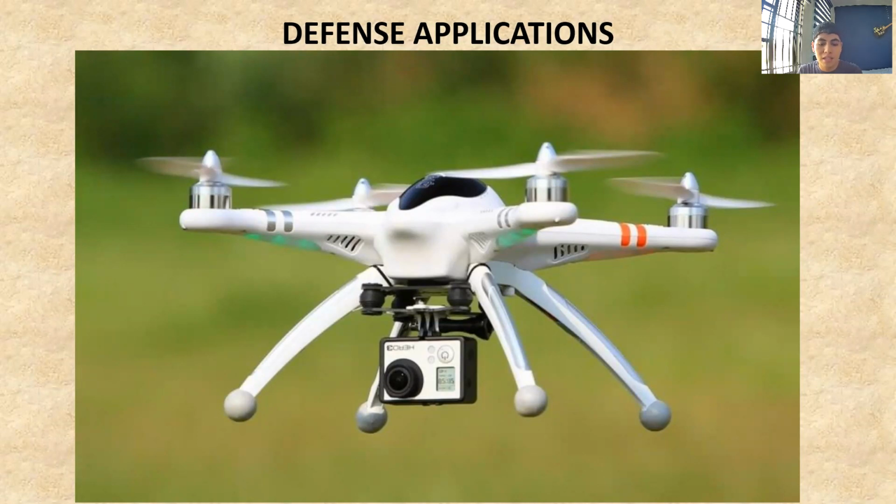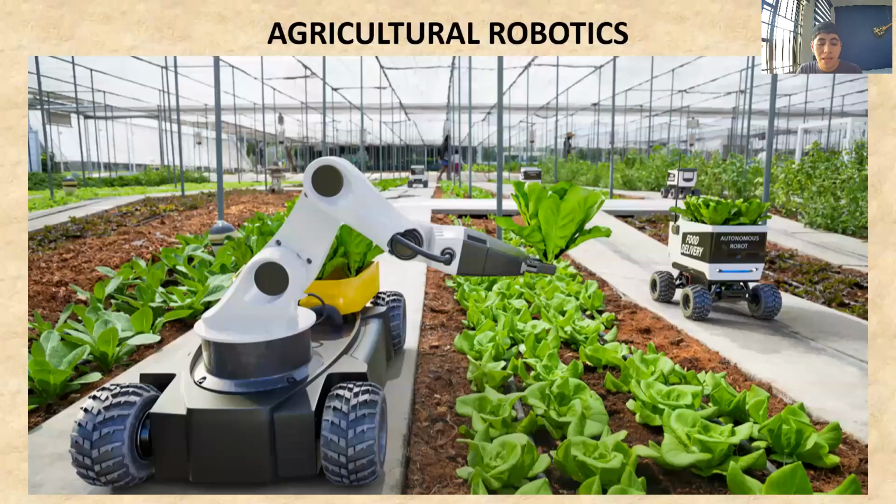But in the defense applications, you can use different drones, program several drones to track a person that is, for example, a criminal. You can track a criminal using drones. It's a more efficient way to track a person.